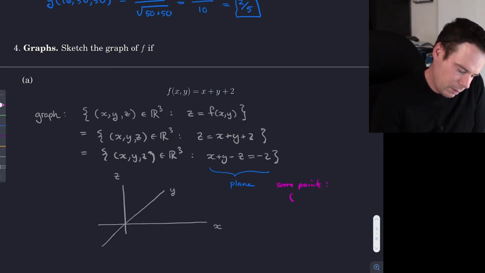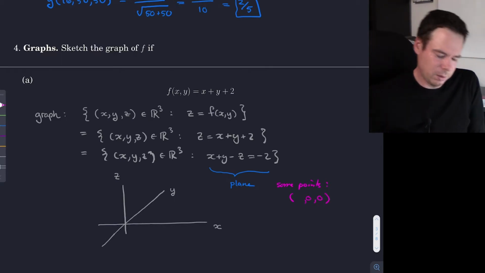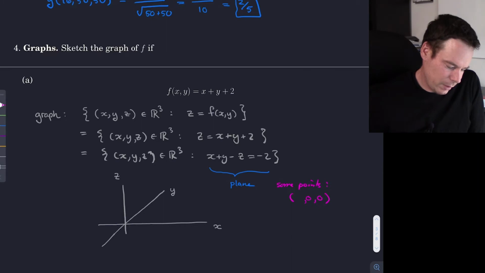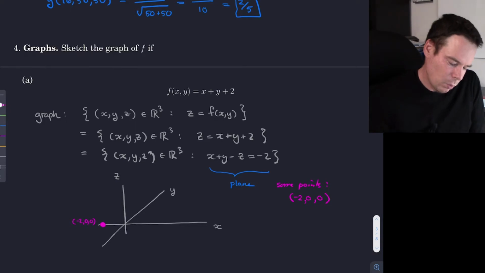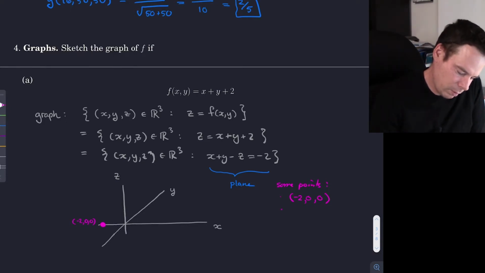I'm going to let y be 0 and z be 0, and I'm going to look at the point where this graph will intersect the x-axis. So if I look at the equation, set y is 0, z is 0, that gives me x equals -2. So there's a point on it. So that means we got a point out here. That's -2, 0, 0. What's another point?